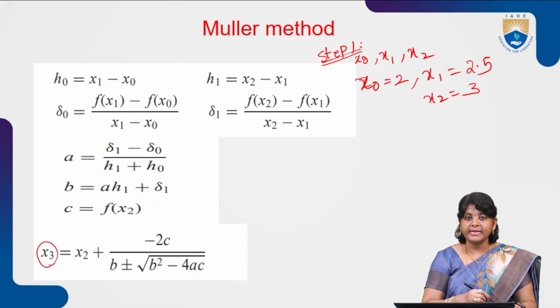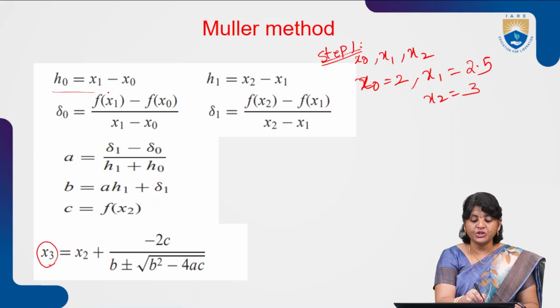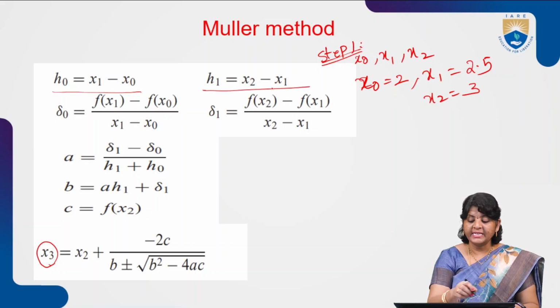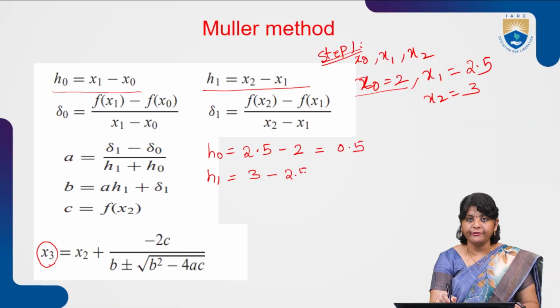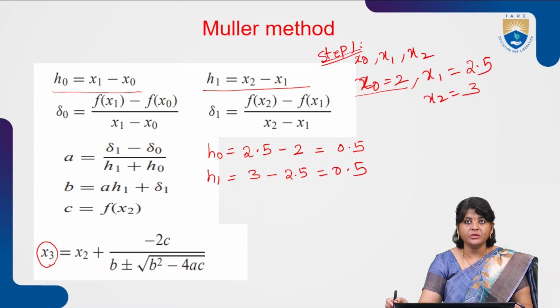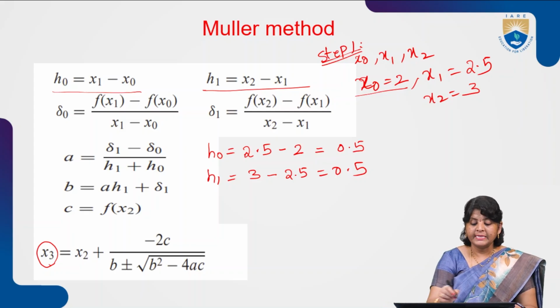Now the second step is to find h0 and h1. With the initial formulas, h0 is equal to x1 minus x0. What is x0 here? 2. x1 is 2.5. So 2.5 minus 2 is equal to 0.5. This is the h0 value. The h1 value is x2 minus x1. So x2 is 3 and x1 is 2.5, the h value is 0.5. So here h0 and h1 values are 0.5 and 0.5. This is step 2.